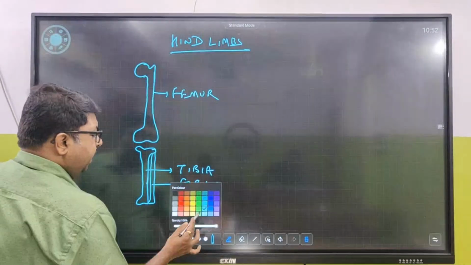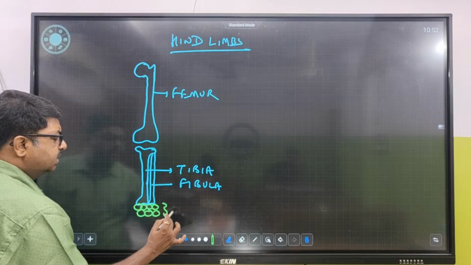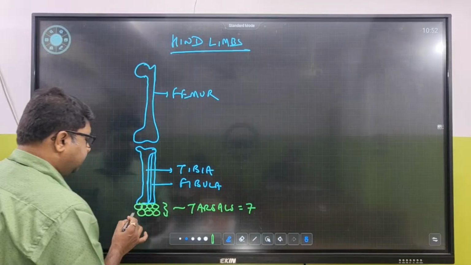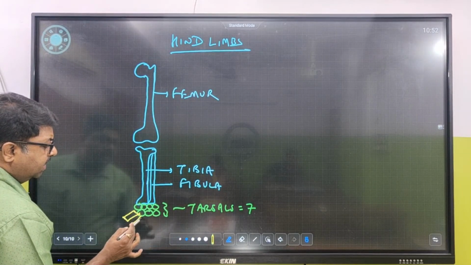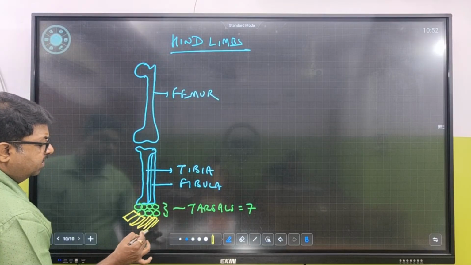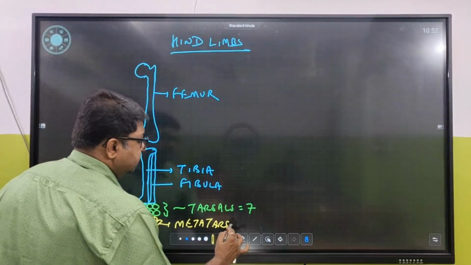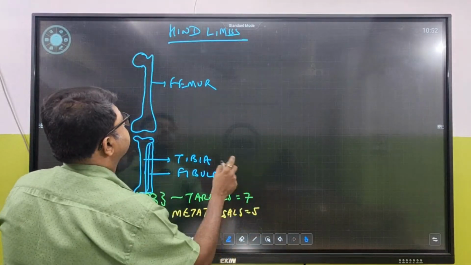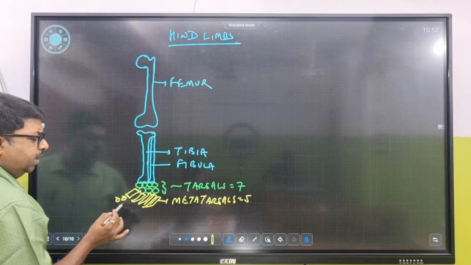And then there are 7 bones over here, which are called tarsals. From tarsals, what comes out is the metatarsal. So 5 of them, one for each finger, and these are called metatarsals. So metatarsals are 5 of them. And then for the greater toe, there are 2 phalanges.